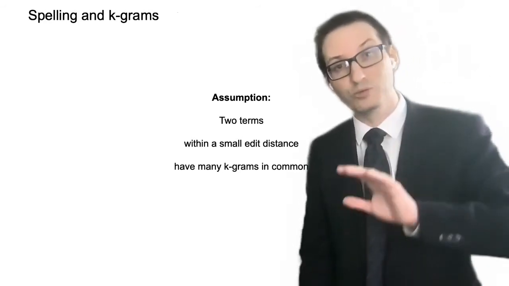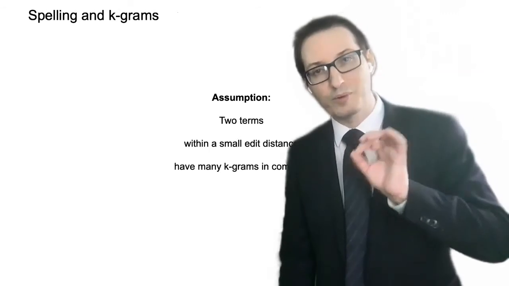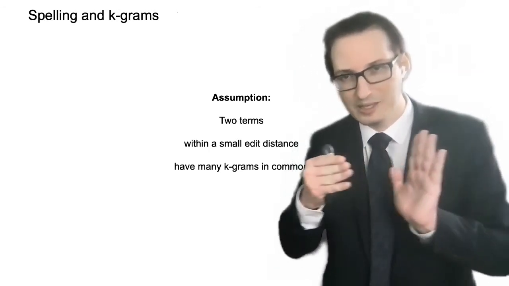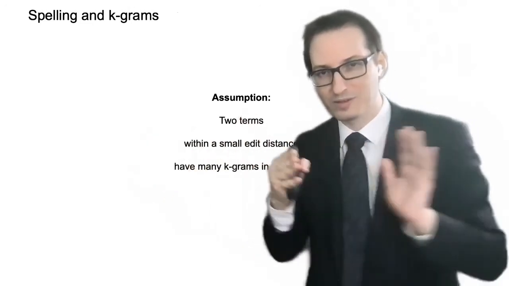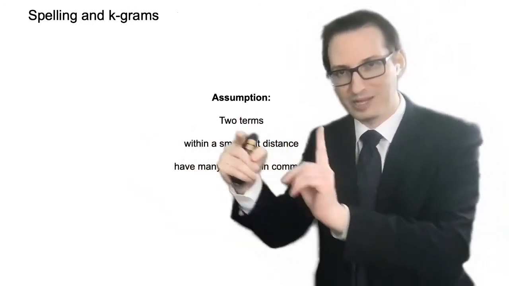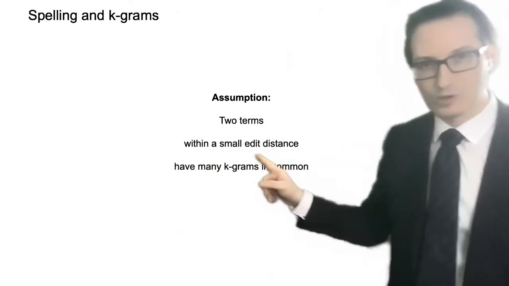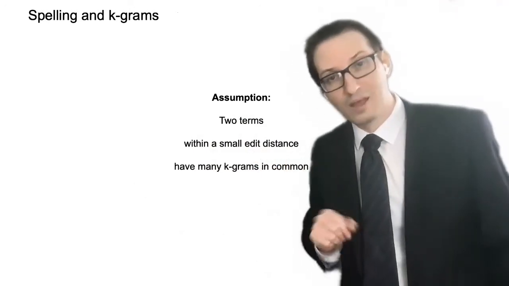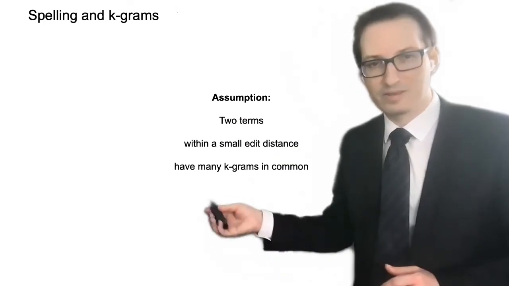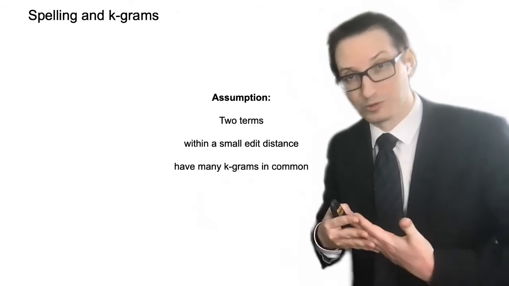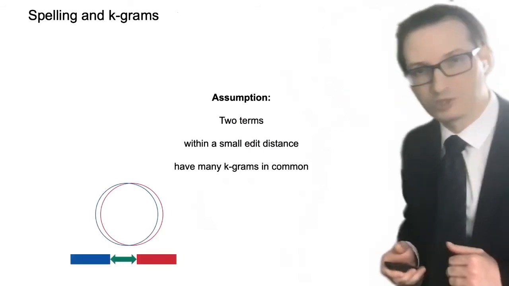Let's now look into another one. Do you remember these k-grams that I told you about? The k-grams, it's the sliding window over the letters of a word. 3 grams, for example, is just 3 letters, 3 letters, 3 letters. So we are going to assume that a small edit distance could mean that they have many k-grams in common. It means that the words would be close, right? So they would be close to each other.